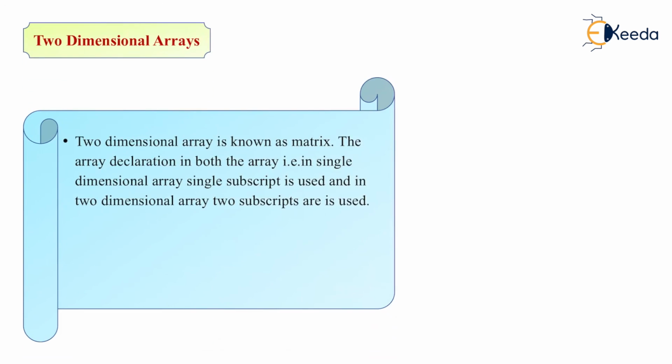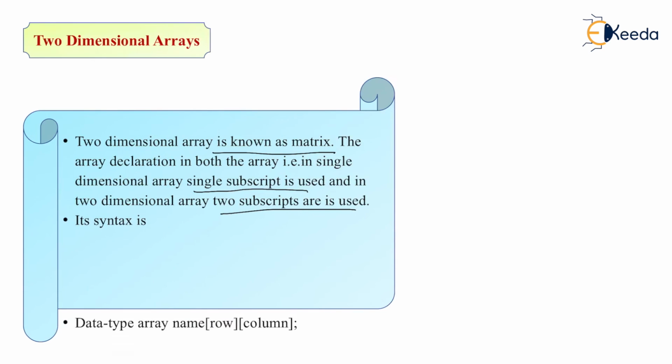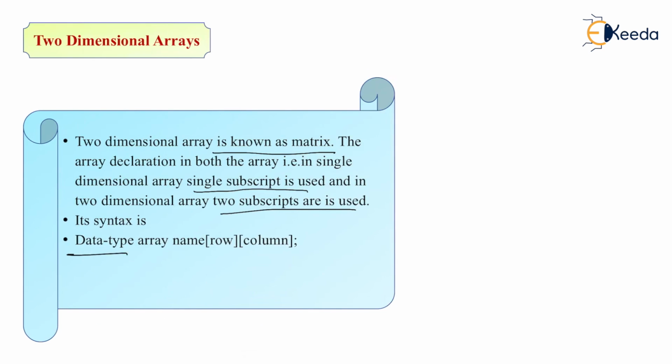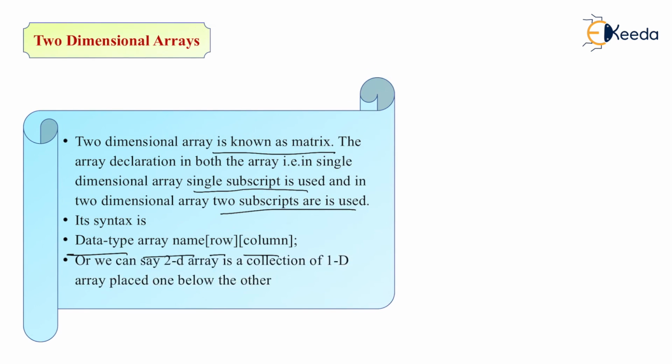Next, a two-dimensional array is known as a matrix. In a single dimensional array, a single subscript is used, and in a two-dimensional array, two subscripts are used. How? The syntax is data type, array name, row and column. Or we can say a two-dimensional array is a collection of one-dimensional arrays placed one below the other, right?